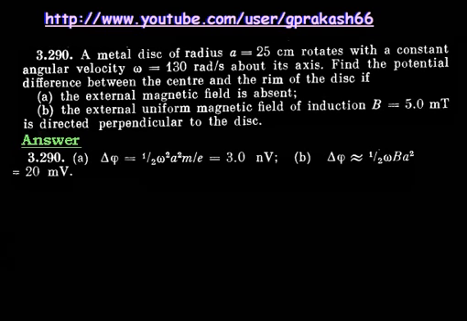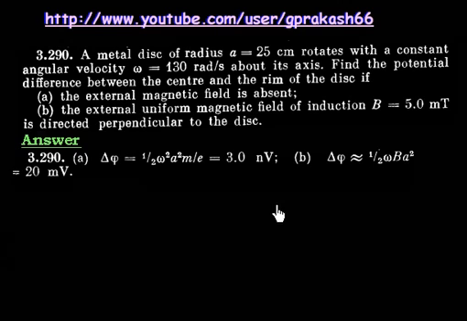Okay, let us discuss this problem. It says we have a metal disc of radius A, that is 25 centimeter, and it rotates with a constant angular velocity omega about its axis. Find the potential difference between the center and the rim of the disc.